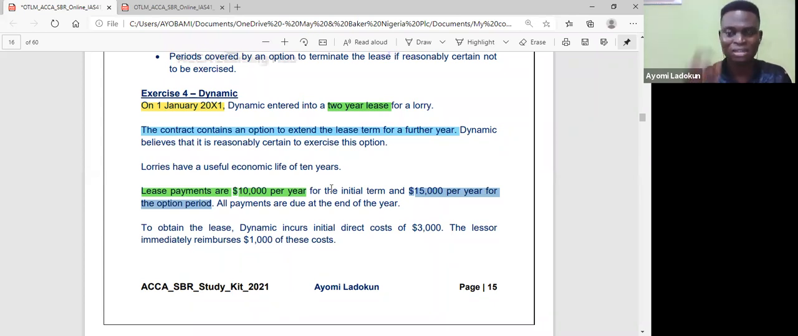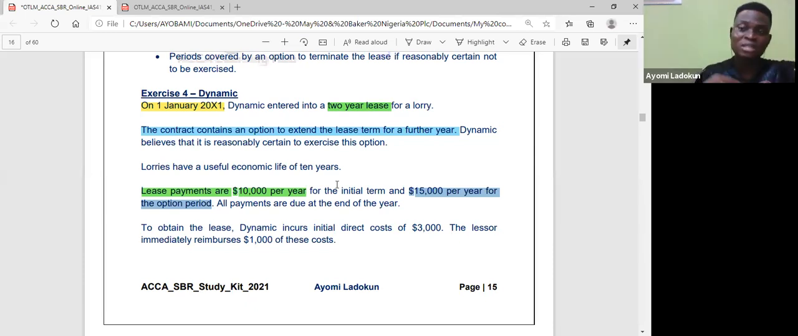I will now ask, what is the interest rate implicit in the lease? Okay, so it's either the examiner gives me the interest rate implicit in the lease, but if he did not give me the interest rate implicit in the lease, he will give me the lessee's incremental borrowing rate. And I was quick to tell you yesterday that if he gives me the two, which is rare or unusual, then I have to use the interest rate implicit in the lease.